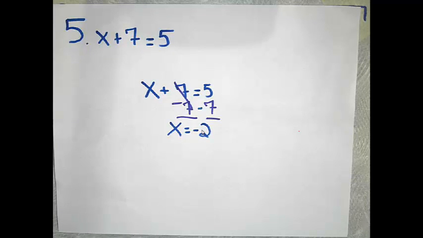We did problem number 5. X plus 7 equals 5. Subtract 7 from both sides. 7 over 7 crosses out, which means 5 minus 7 equals negative 2. So x equals negative 2.